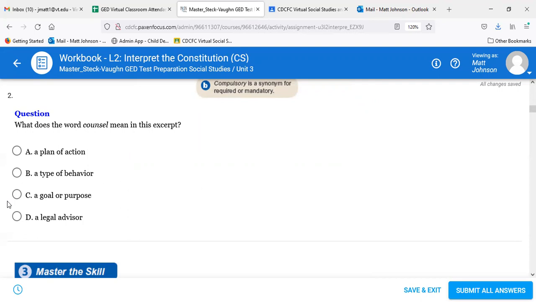Well then, with that in mind, for number 2, I guess I'll just go ahead and read it. What does the word counsel mean in this excerpt? D, right? Legal advice.